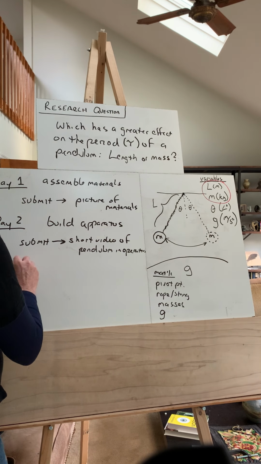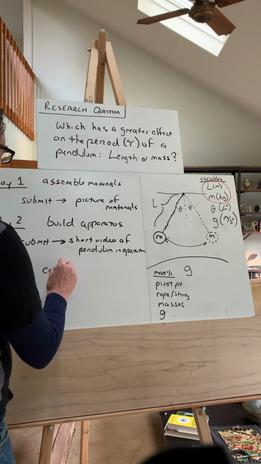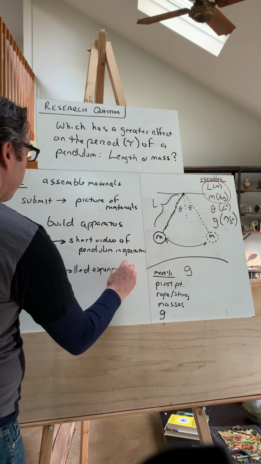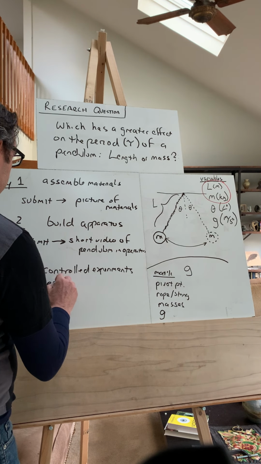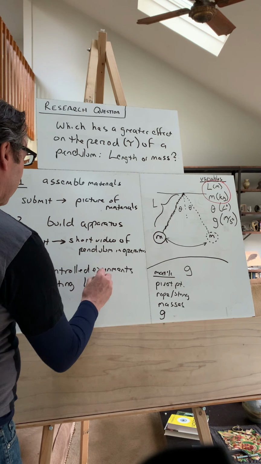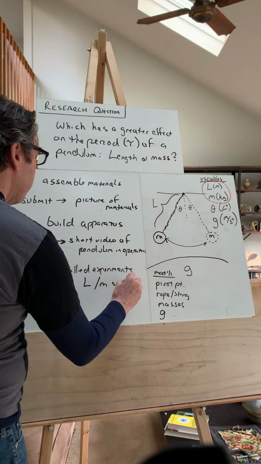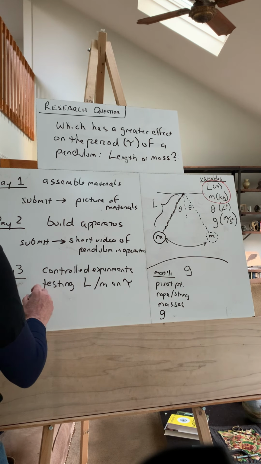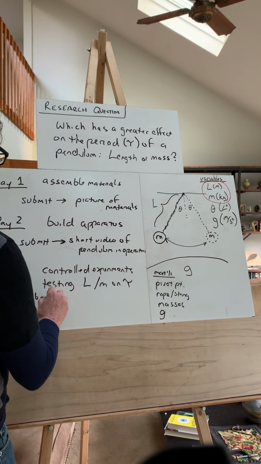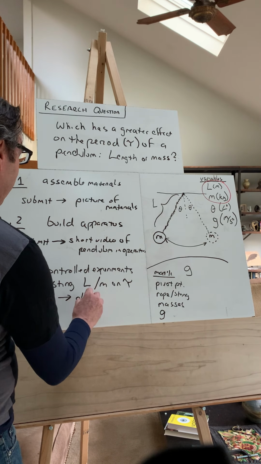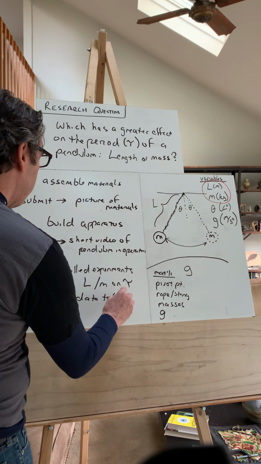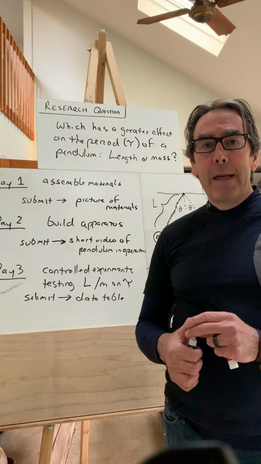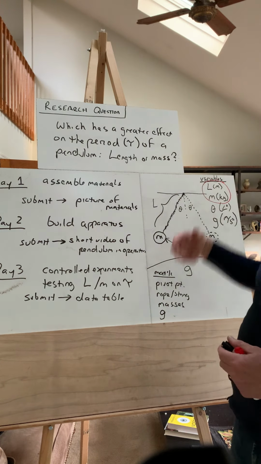Day 3, you're going to do controlled experiments testing the effect of length and mass on period. And what you're going to submit is a data table. And we've done this enough that at a minimum you need to have at least 3 variations for each variable.